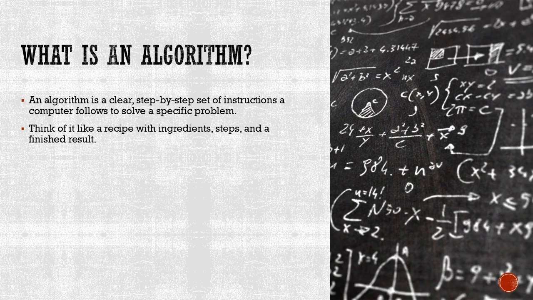Let's dive in. At its core, an algorithm is a set of instructions, but not just any instructions. They're clear, step-by-step commands that a computer can follow to solve a specific problem or perform a task. It's like a recipe in cooking. You have ingredients, which are the inputs, you follow the steps, which are the process, and you get a meal, which is the output. Whether you're sorting names in an app, calculating totals in a spreadsheet, or recommending videos on a platform, algorithms are the logic behind the scenes.